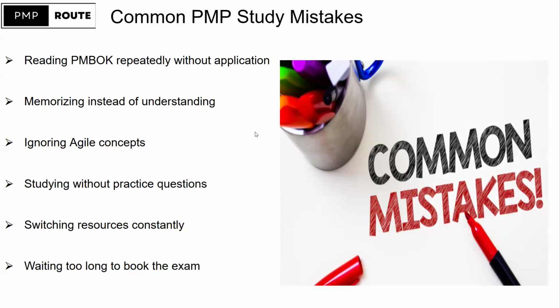Ignoring agile concepts. From my experience, I think agile and hybrid is like 60 to 70% of the exam. So make sure that you understand those concepts very well. Studying without practicing is not good. Practice more, and you can study what you are missing. And while studying what you are missing, make sure that you always practice. Switching resources constantly, leaving from one resource to another, that's not a good idea.